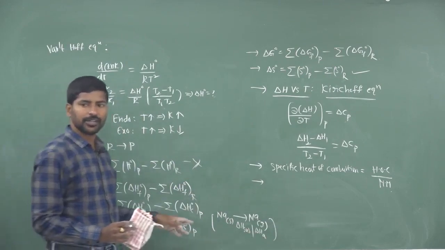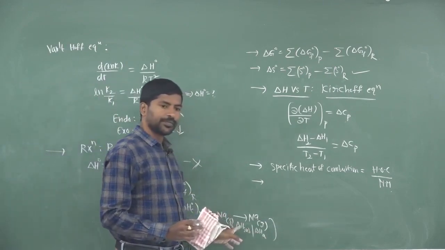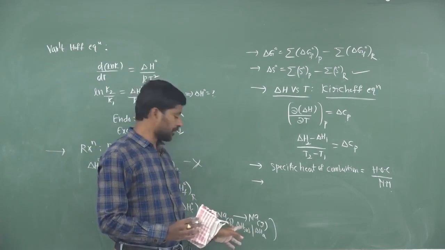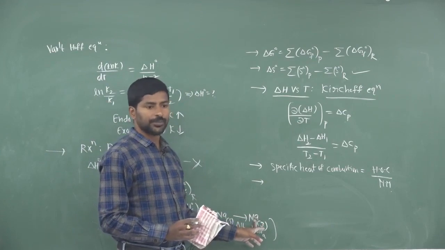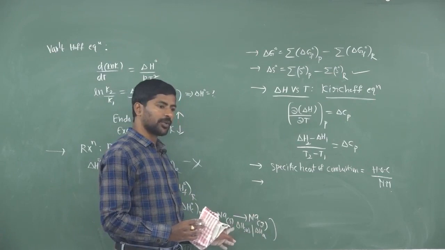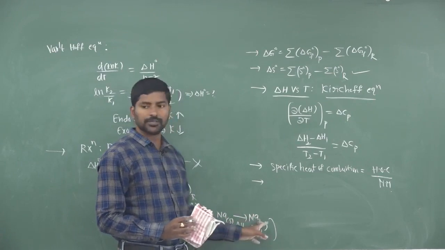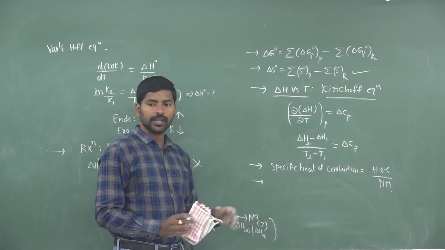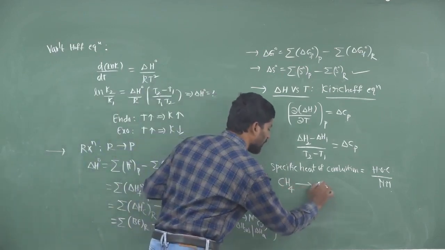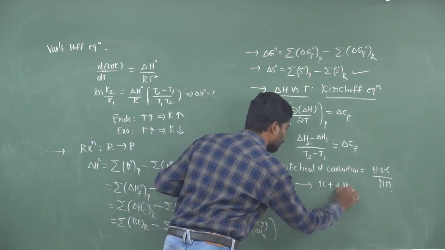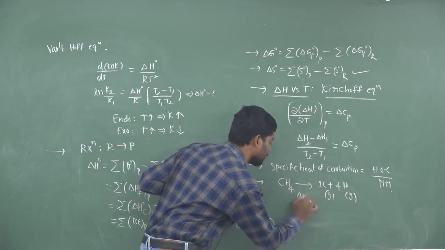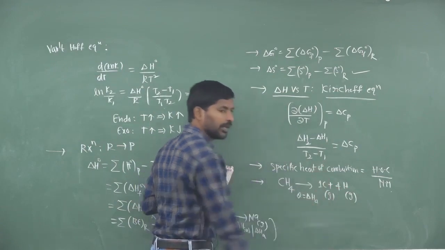What is enthalpy of atomization? It is the energy required to break all the bonds present in 1 mole of substance and to get neutral atoms in the gaseous state. That is called enthalpy of atomization. For example, if you take CH4, we are getting 1 mole of carbon and 4 moles of hydrogen in the gaseous state. The amount of heat energy required for this process is called enthalpy of atomization.